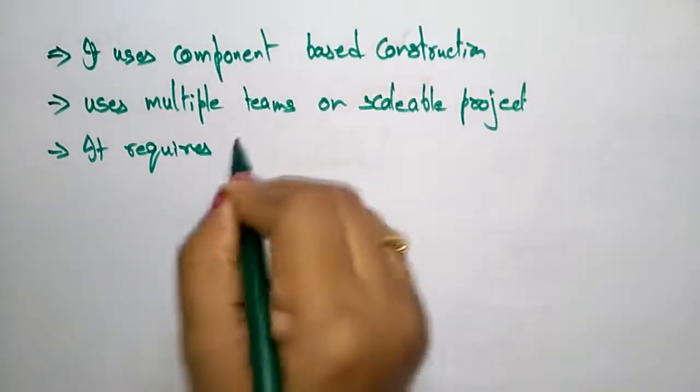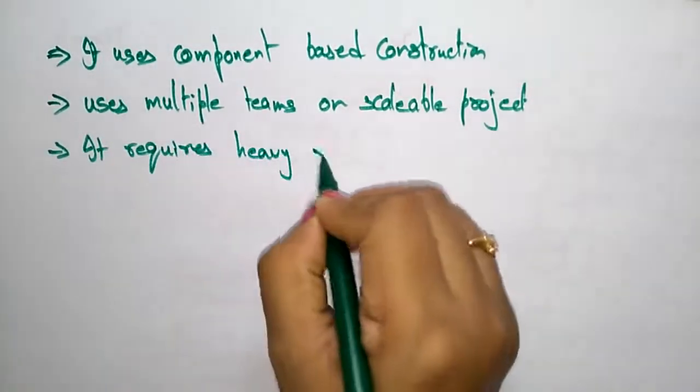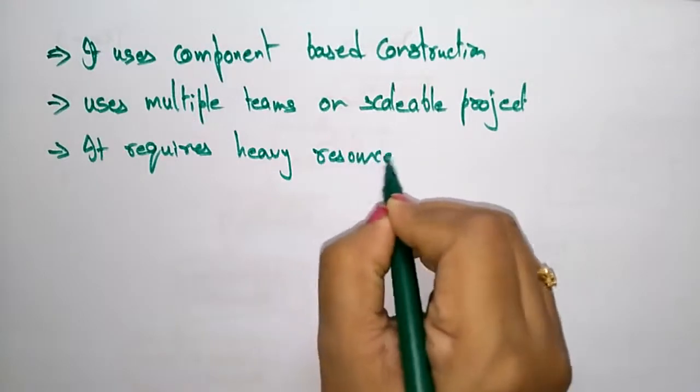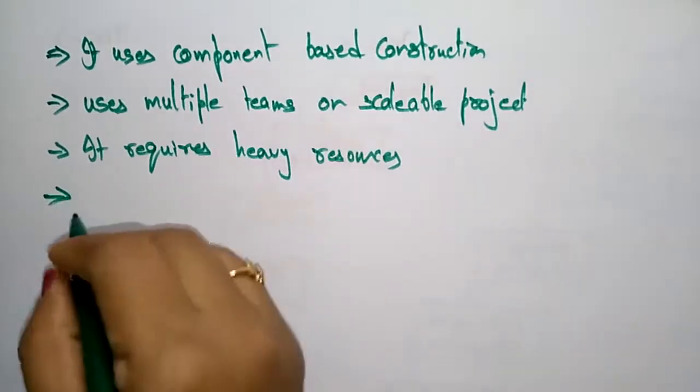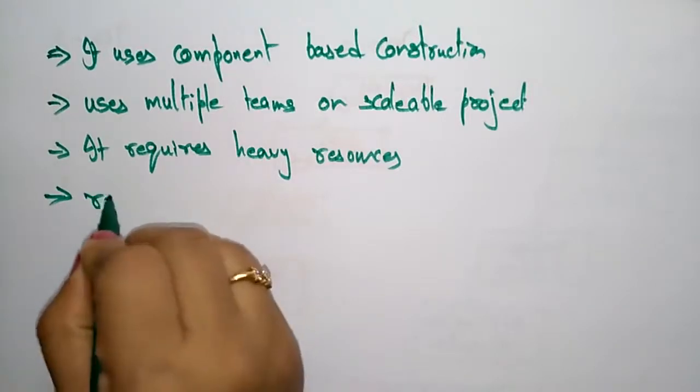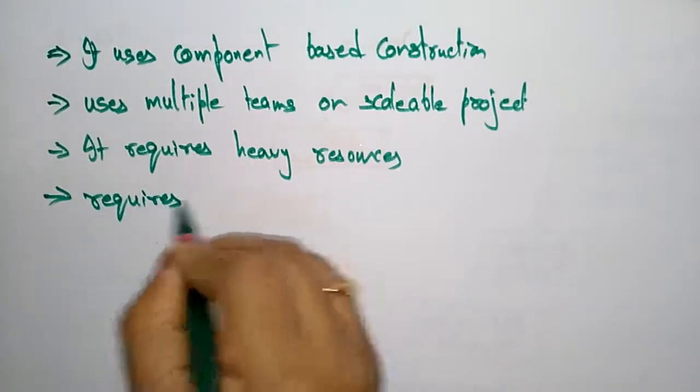And then it requires heavy resource. Why does it require heavy resource? Because each team is working on the same project, the team 1, team 2, team 3. So the manpower has to be increased by using the RAD model. Why do we require more manpower? Because we have to submit the project within 60 to 90 days. So it requires heavy resource. And it requires developers to write the code, everything.